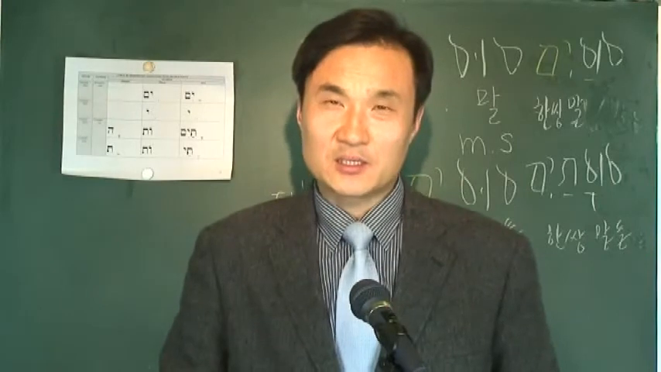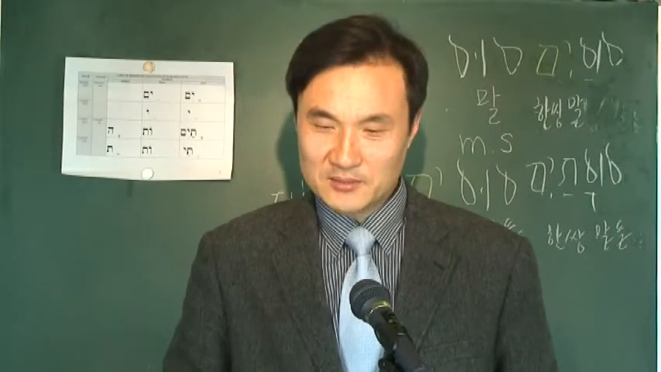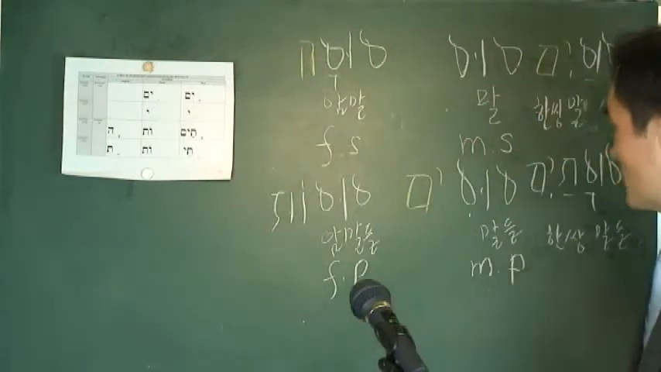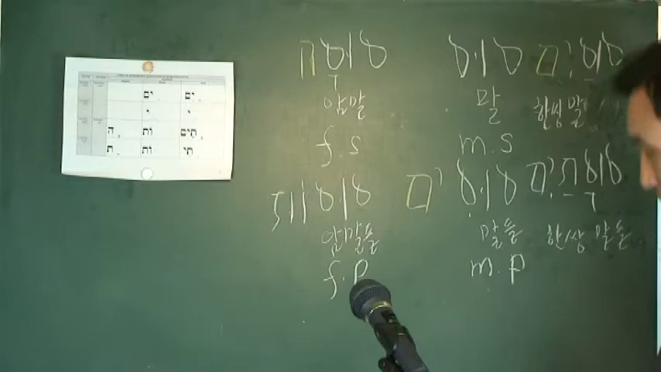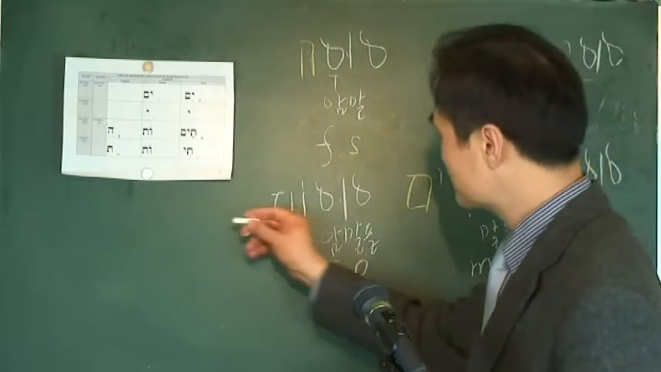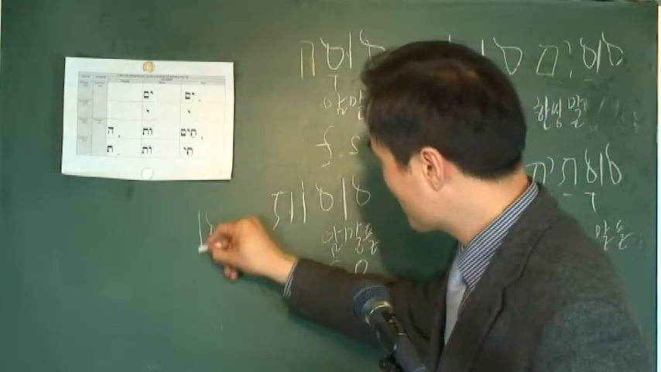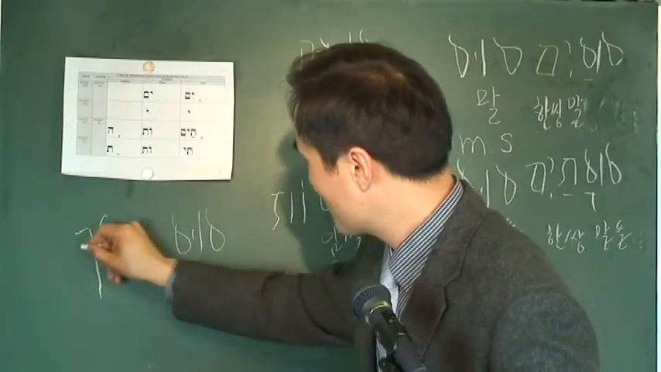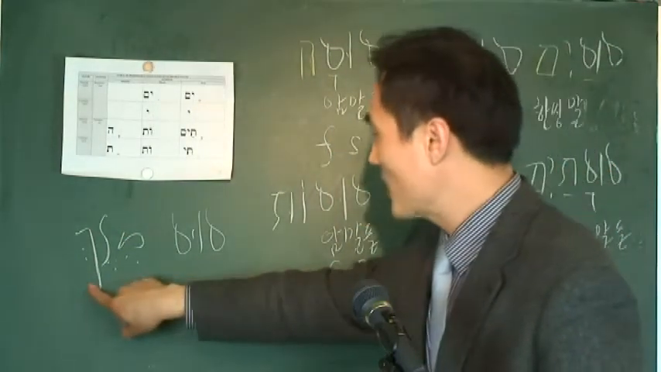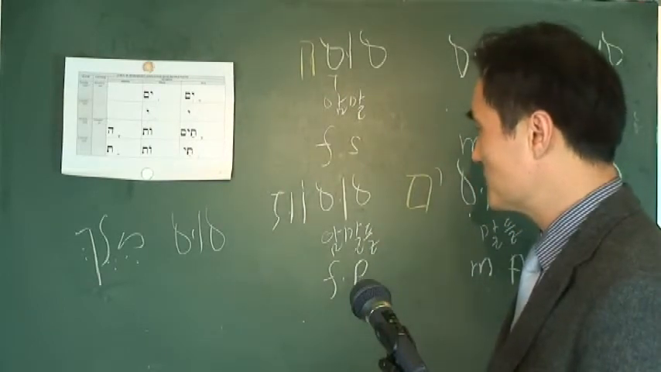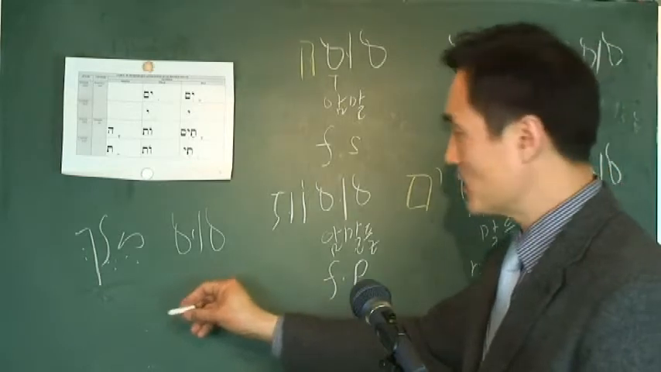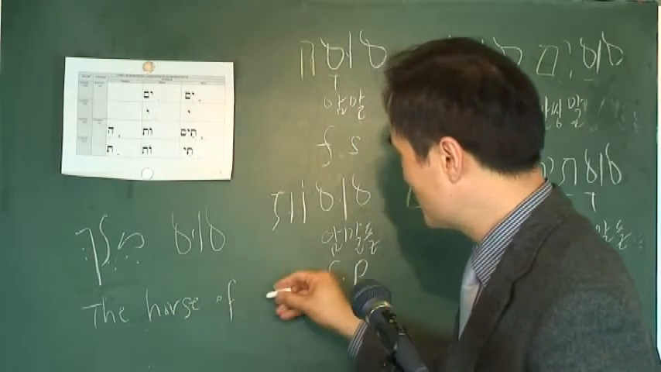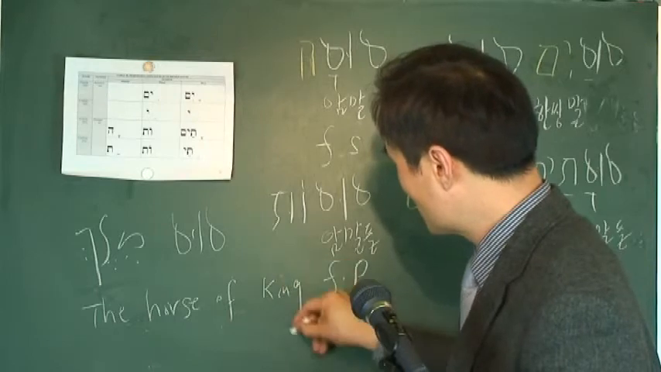These nouns are in the absolute state. The meaning of the absolute state of nouns must be defined by the meaning of the construct state. If we wanted to say the king's horse, we would write it in the following way in Hebrew. The meaning of sus, which means horse, and the meaning of melech, which means king. In English, this would be the horse of the king.